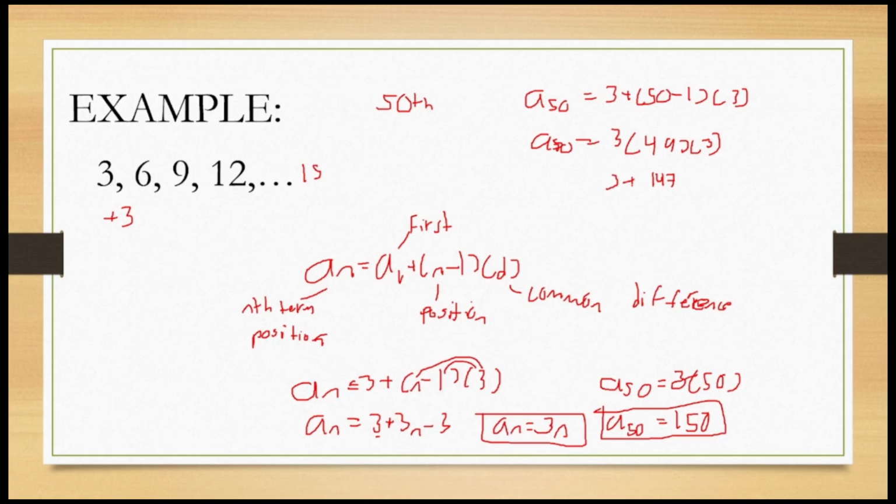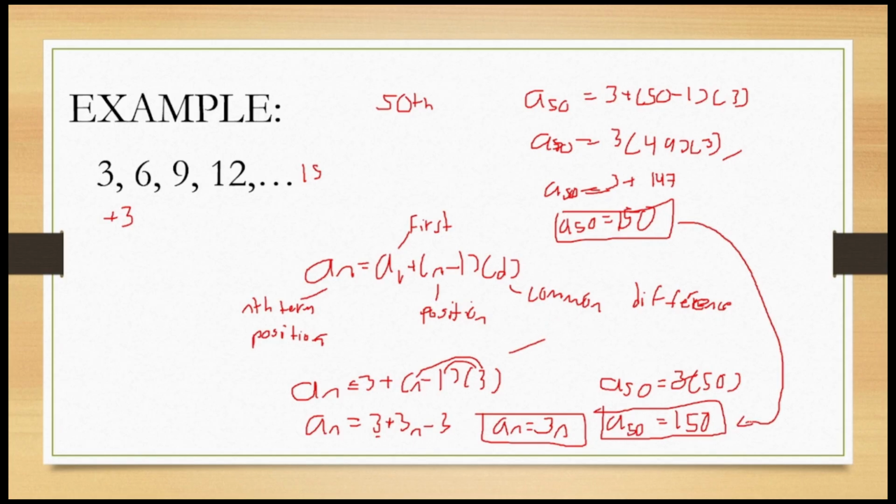And then 3 plus 147 equals 150. So if you use this formula or this formula, you will still arrive at the same answer. And I suggest you use this formula if you're just trying to find one term, and this formula if you're trying to find many terms.